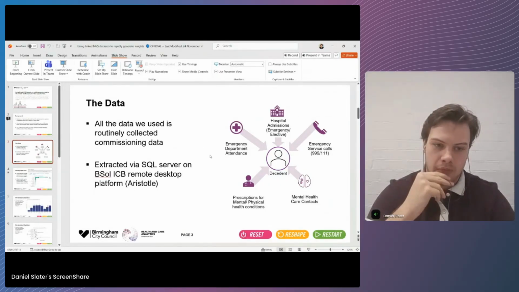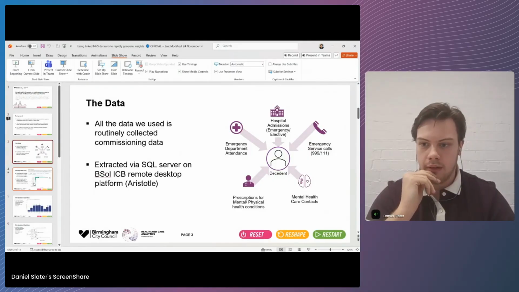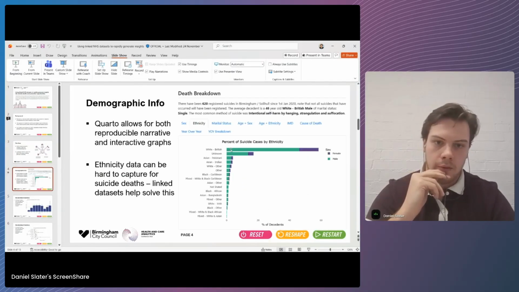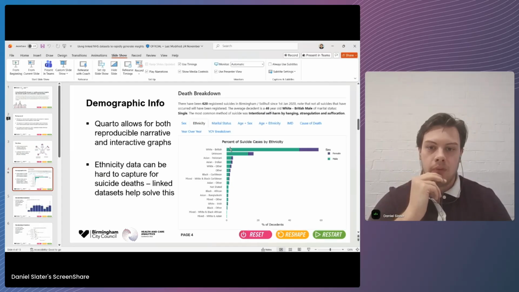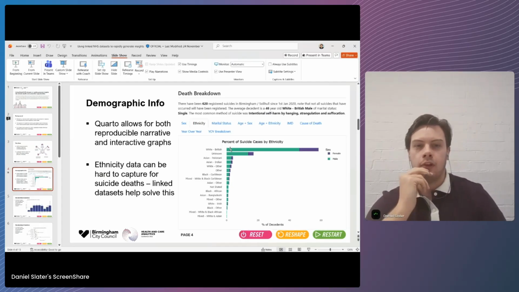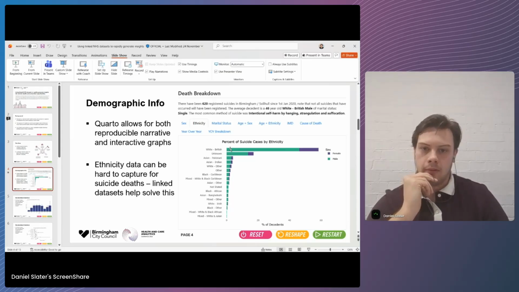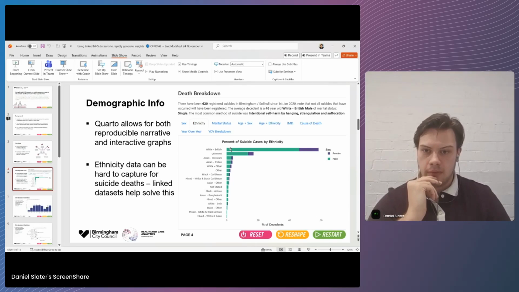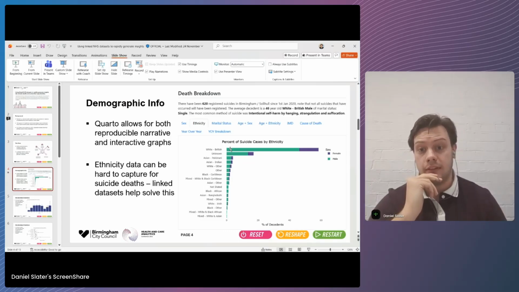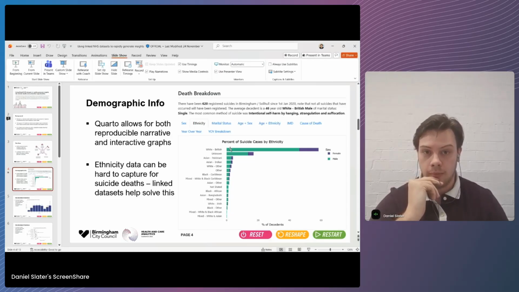So we've linked all these datasets together and got this joint view. One of the main benefits of this is it lets us look at information in a way we might not be able to otherwise. With the demographic information of people who've died, in a lot of cases in the deaths register it might not be coded there. But since we're linking a lot of these datasets together, it allows us to see the ethnicity from previous instances and get that data where it might have been missed otherwise.